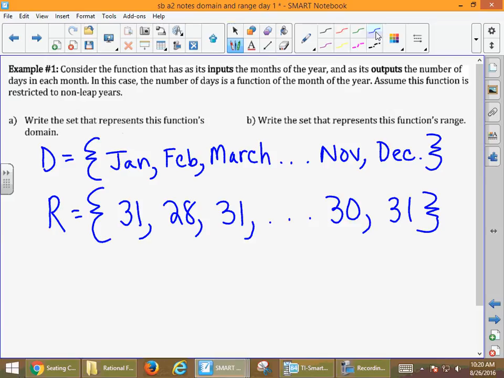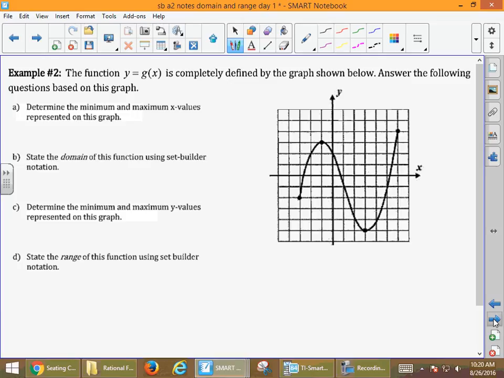But let's look at a graph and stick with our domain and range here. It says the function y equals g of x is completely defined by the graph shown below. Answer the following questions based on this graph. Well, determine the minimum and the maximum x values represented on this graph. Minimum means the smallest x value. Maximum means the greatest x value.